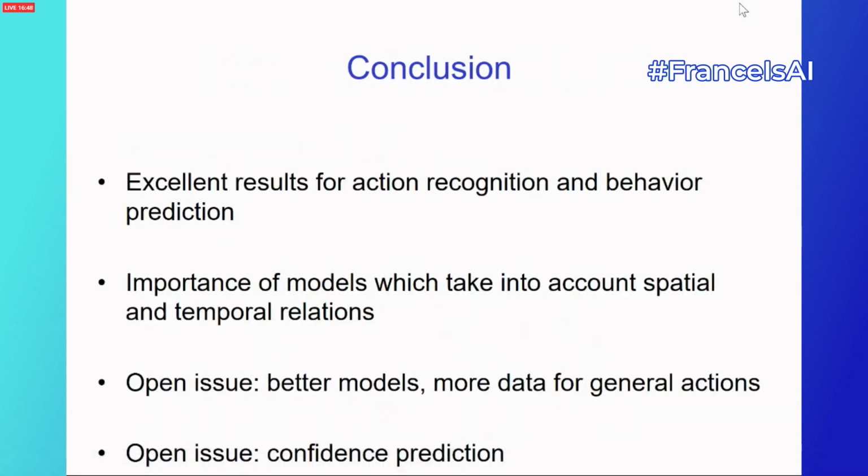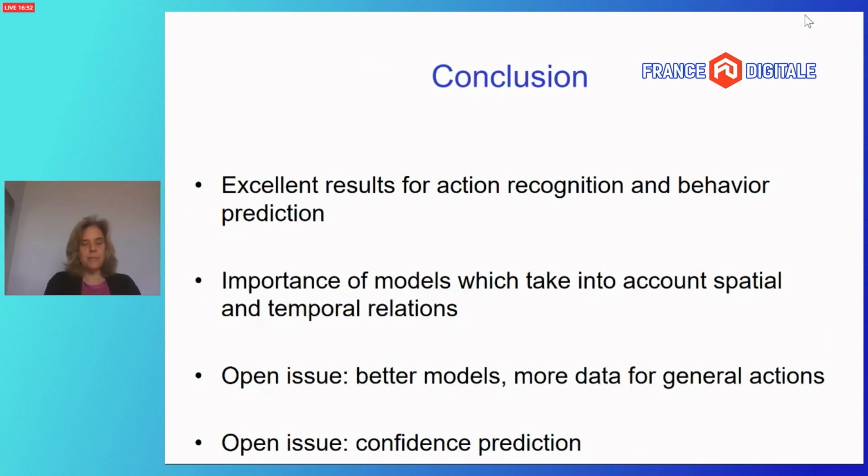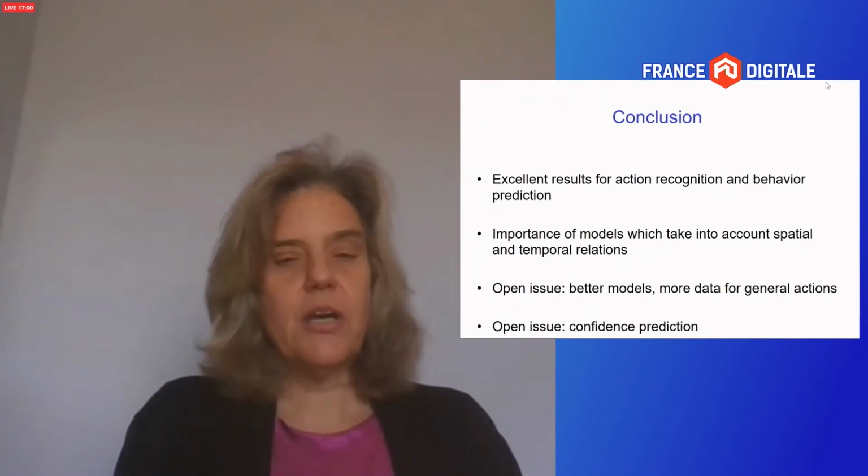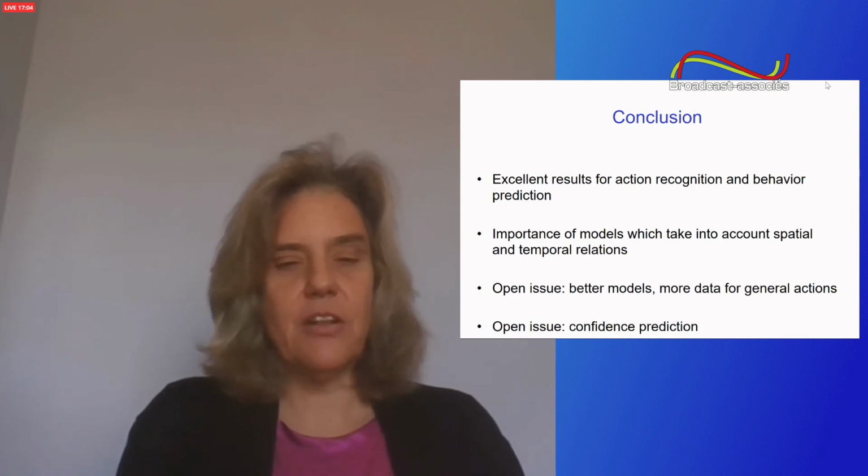In conclusion, we have obtained excellent results for action recognition and behavior prediction. We've shown that it's important that the model takes into account spatial and temporal relations. And open issues are to design better models and to generate more data for general actions. Another open issue, which is very important for self-driving cars, is how to predict the confidence for the future trajectories.